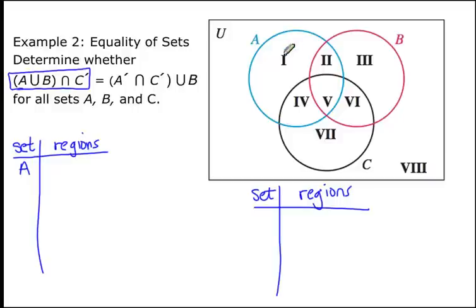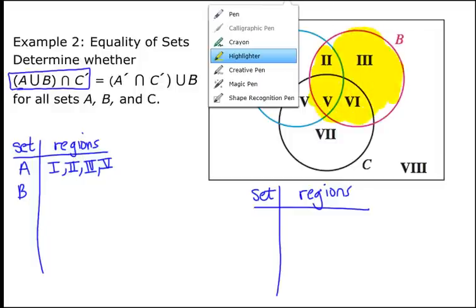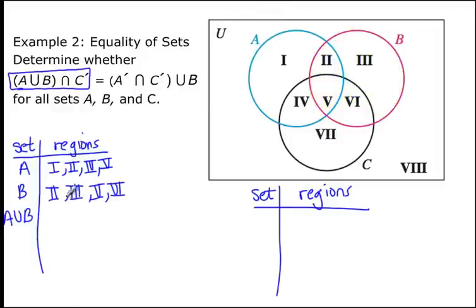Let me highlight that for a second. So set A is represented by regions 1, 2, 4, and 5. Set B is represented by regions 2, 3, 5, and 6. So A union B would be represented, and here I'm looking at my chart. We want to include every region that was included in A as well as B. So region 1, 2, 3, 4, 5, and 6.